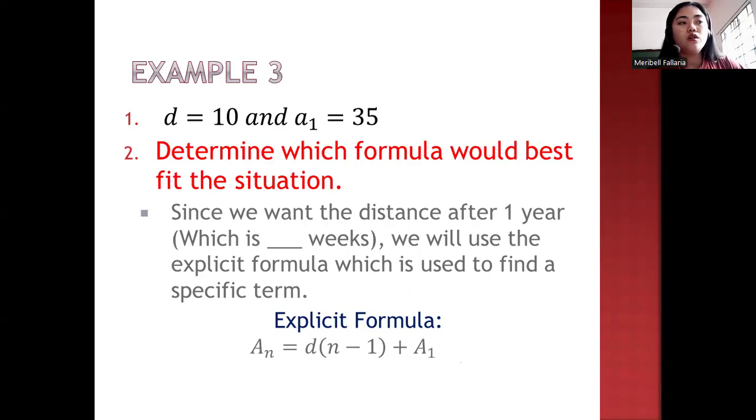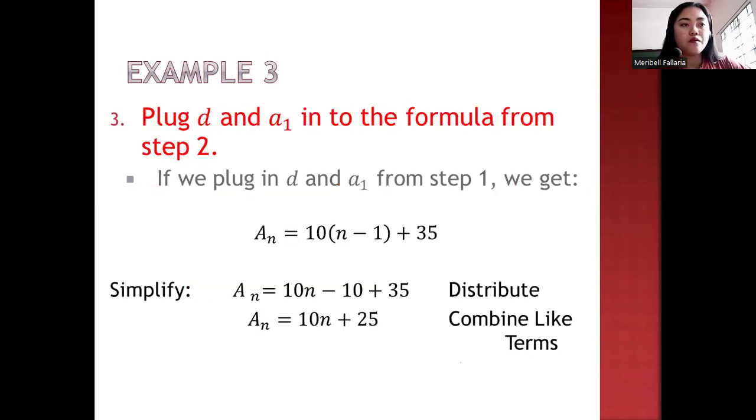Since we want the amount after 1 year, we will use the specific formula which is used to find the specific term. So to plug in, the list of n is equal to 10 times n minus 1 plus 25. And then after multiplying, as you can see, we get the list of n is equal to 10n plus 25.